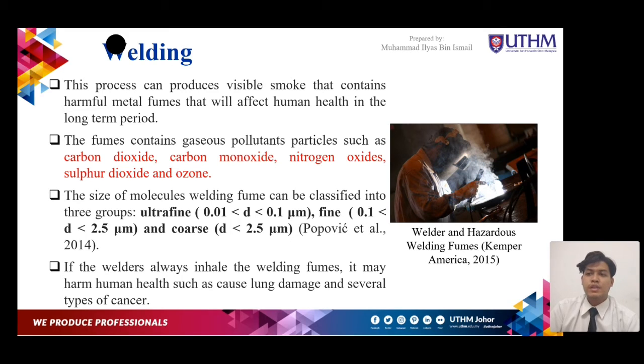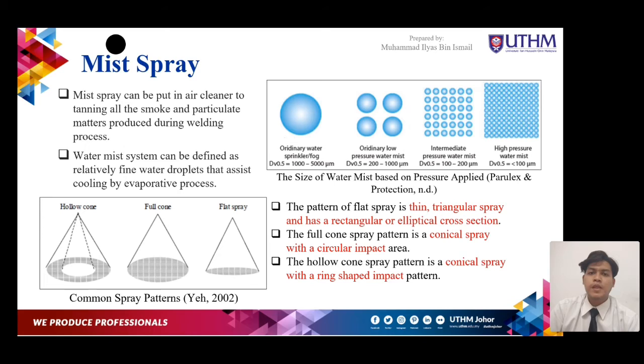For the welding, the fumes contain gaseous pollutant particles such as carbon dioxide, carbon monoxide, nitrogen oxide, sulfur dioxide, and ozone. If the welder inhales these welding fumes, it may harm human health, such as causing lung damage and several types of cancer. Next, for the mist spray, it can be put in the air cleaner to thin all the smoke and particulate matter produced during the welding process.